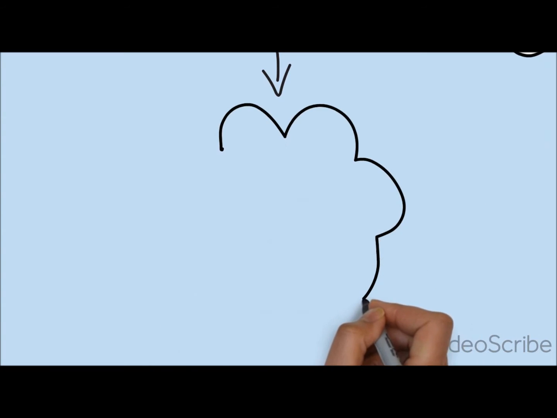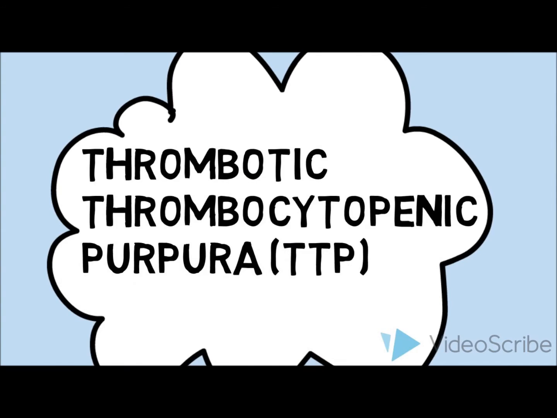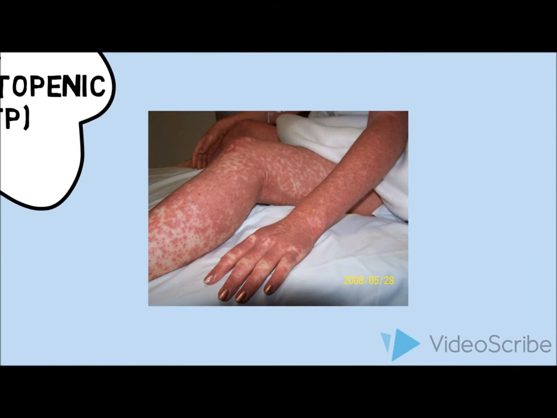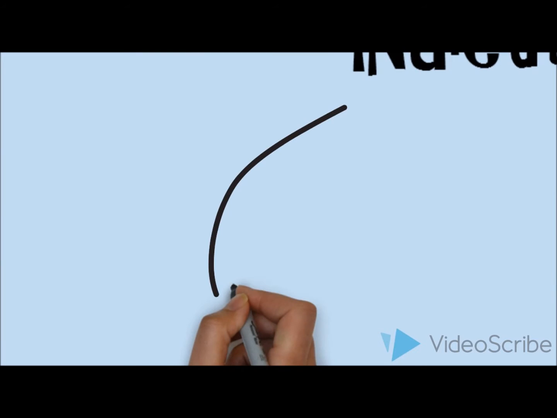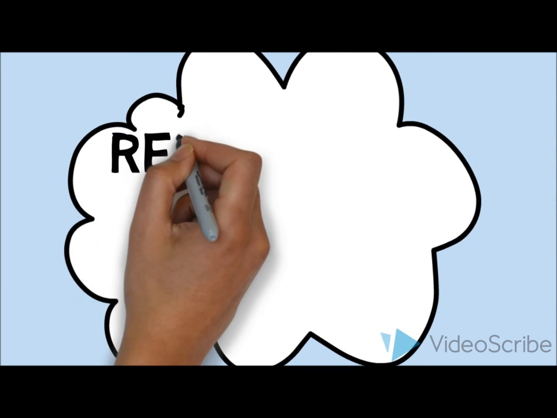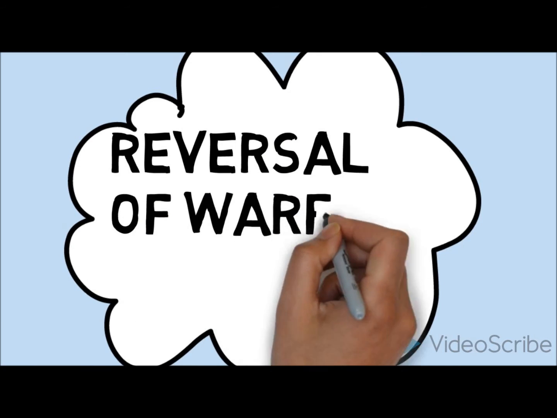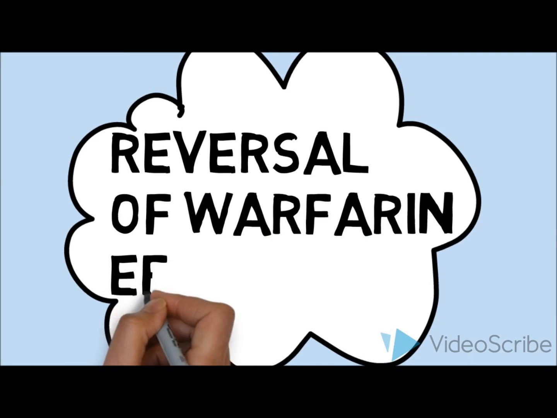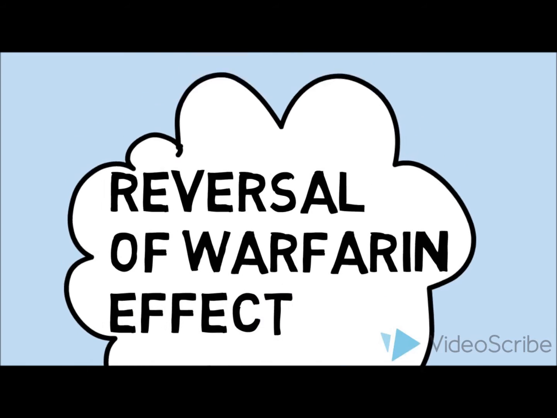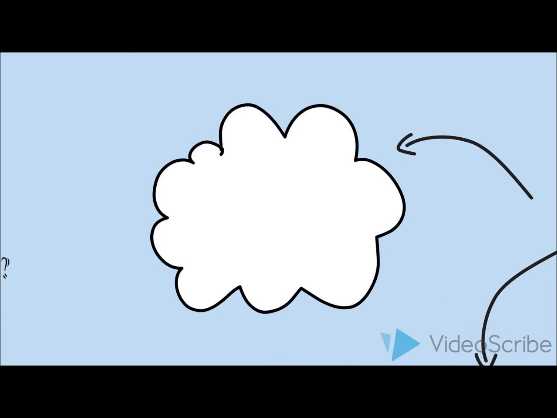Second, it is used in thrombotic thrombocytopenic purpura or TTP. It is indicated for plasma exchange or transfusions in patients. Third, it is used in reversal of warfarin effect. What does it mean? It means that it is used in patients on warfarin therapy with bleeding or that need to undergo an invasive procedure before vitamin K could reverse the effect of warfarin, or who need transient reversal of warfarin effects.